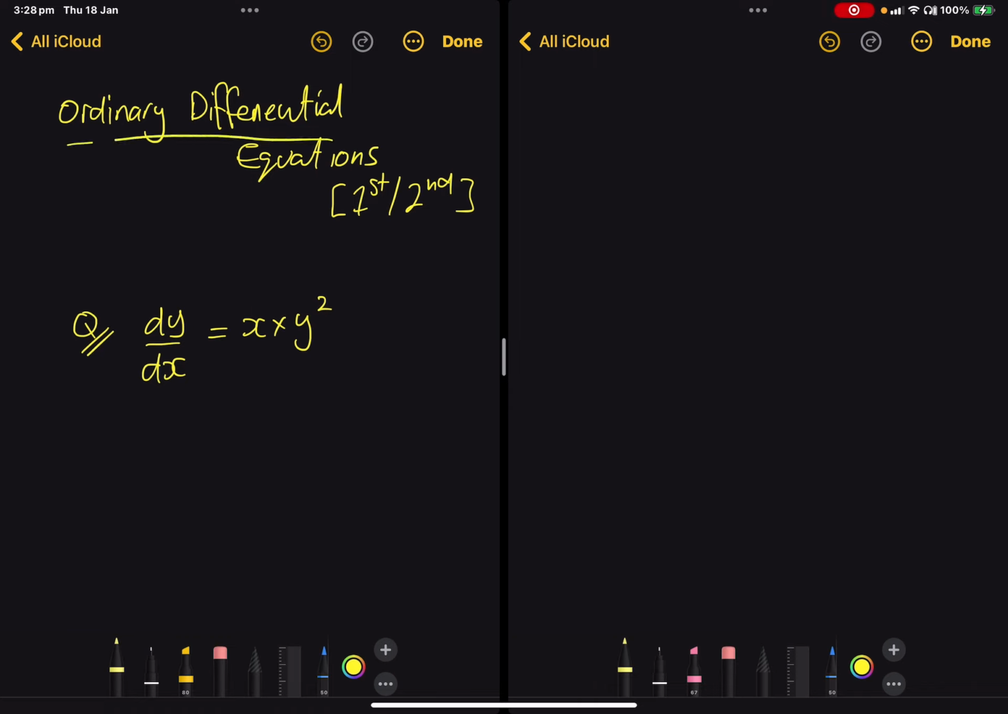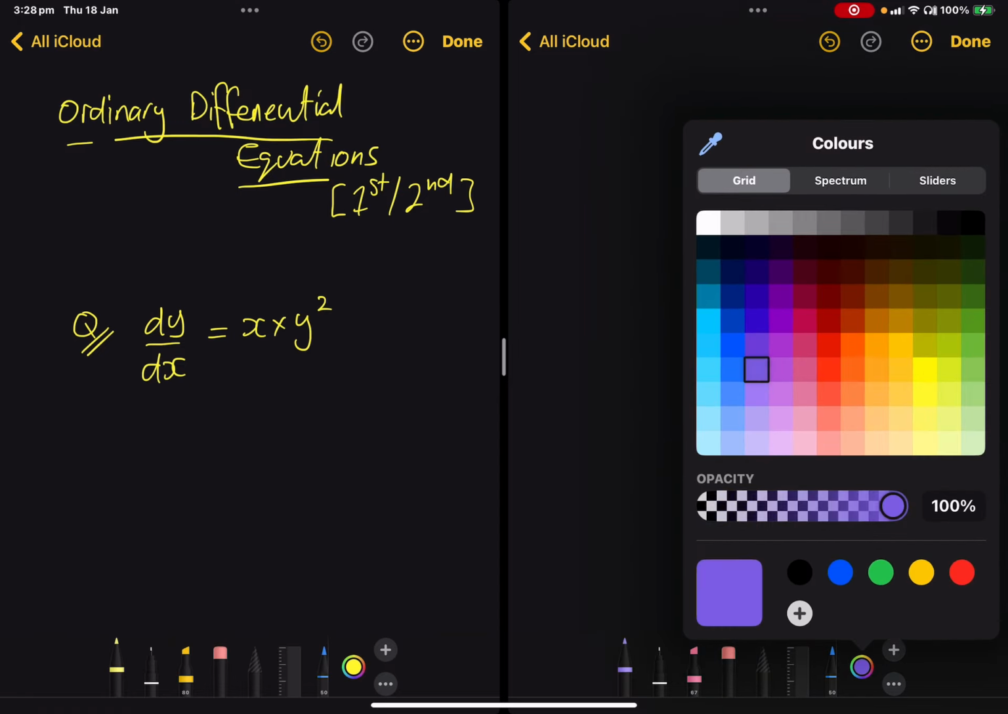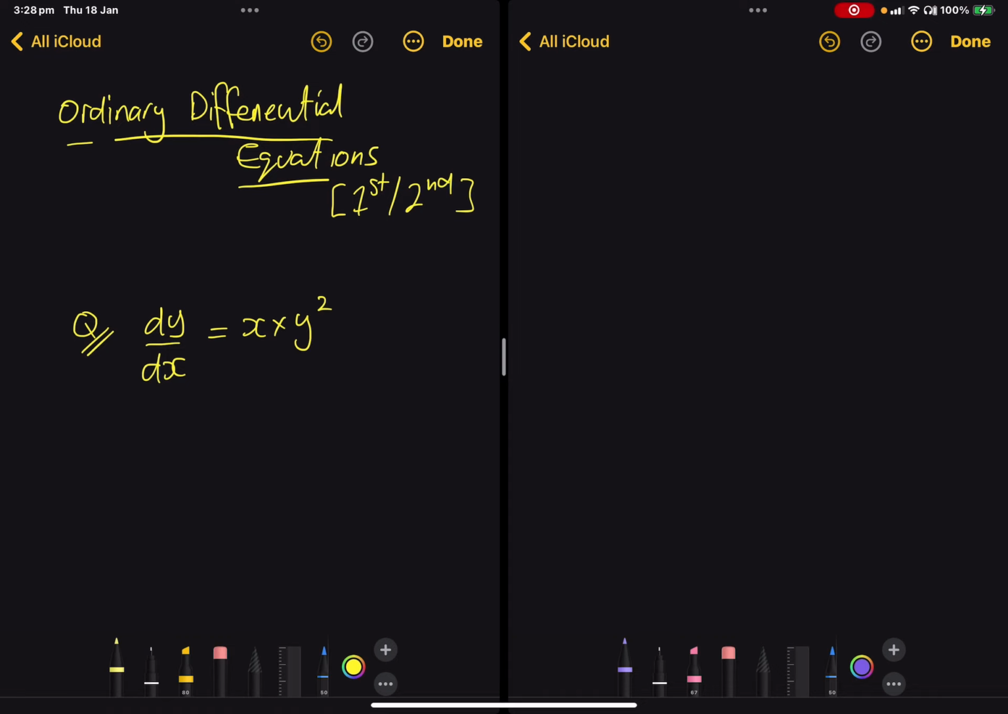So for our ordinary differential equation, this is a first order differential equation because it just has a first derivative in it. We're going to separate this. We're going to move all of the x terms to one side, all of the y terms to the other. We're going to have the dx on the side with all the x terms and the dy on the side with all the y terms. We're going to treat dy/dx as a fraction.